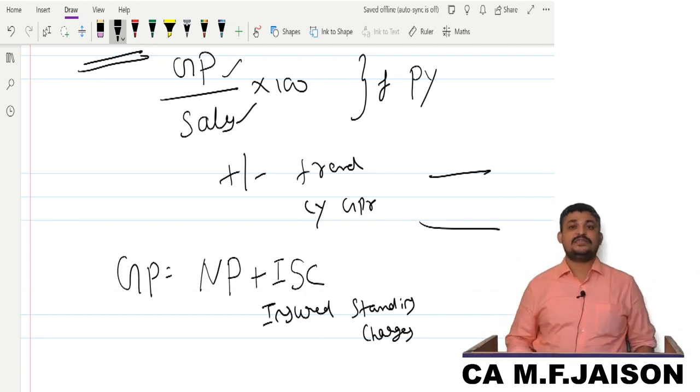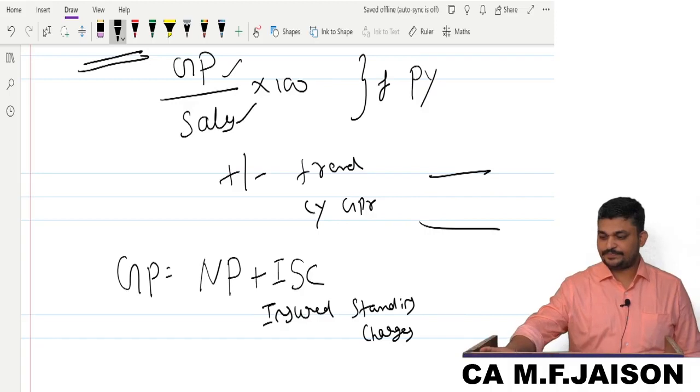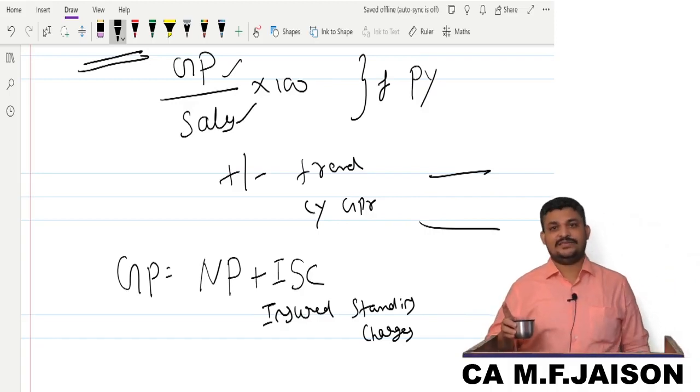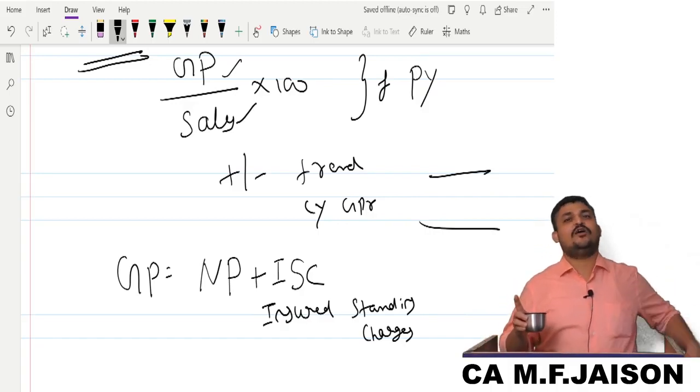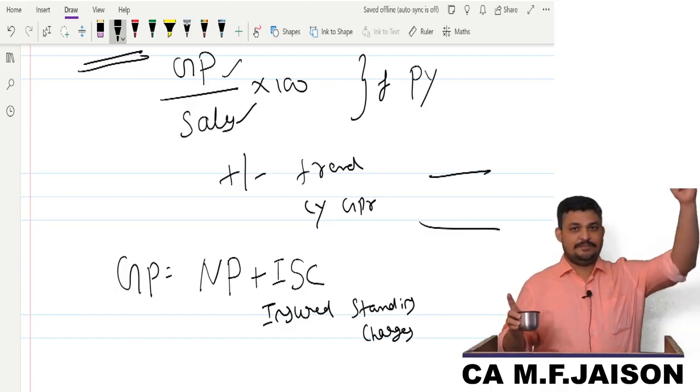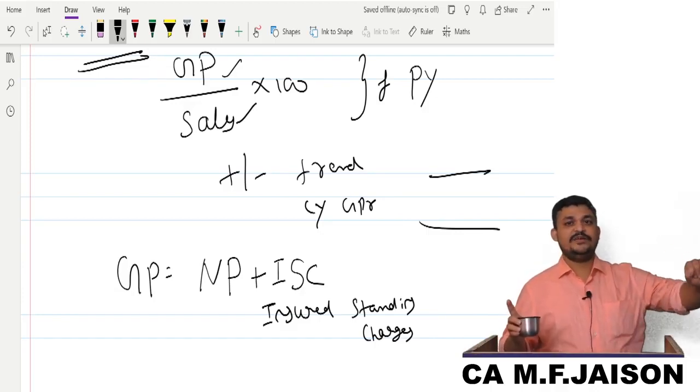So coming back to this, it is net profit plus insured standing charges. It's not merely standing charges. It is not all the expenses of the P&L. P&L will have so many expenses, but we don't take variable cost. We take only fixed cost. We call it standing charges.